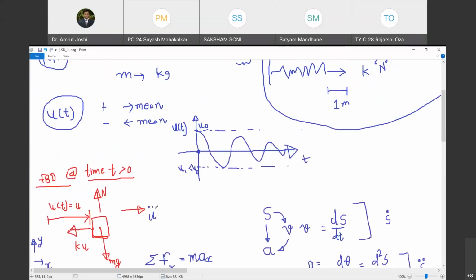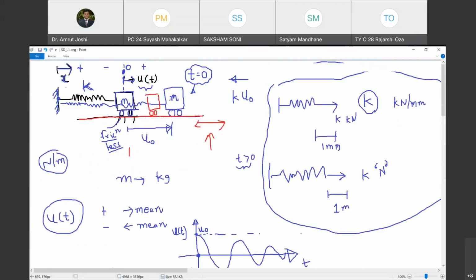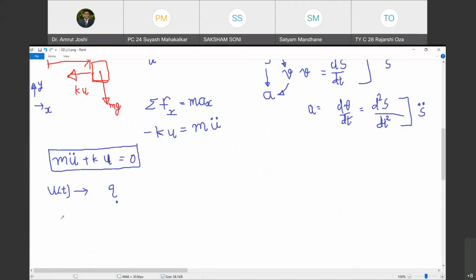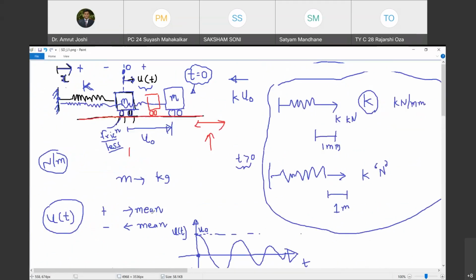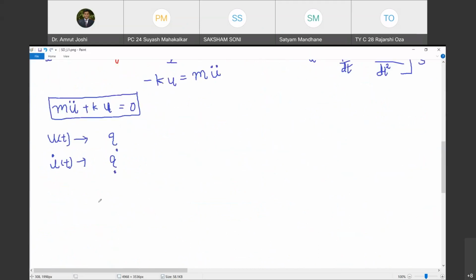The second question I may ask you is what is the velocity of this block 5 seconds after it has been released? So therefore, I will also be interested in something called u dot of t. Are you with me? Yes, sir. There may be another question. What is the acceleration of the block 5 seconds after it has been released from U0? If that is the question asked, I must be in a position to write the expression for U double dot of t. So in fact, these are called motion parameters.